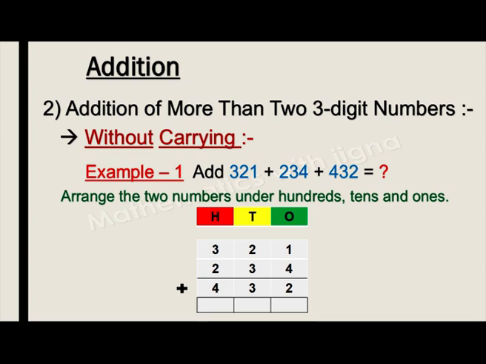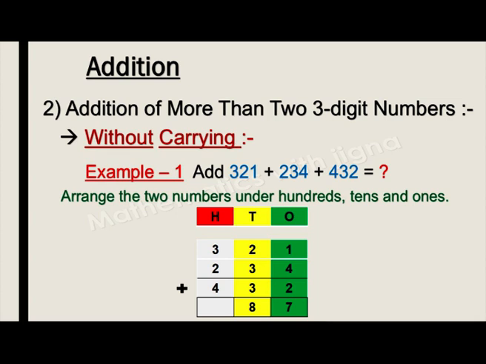Now let's start to solve this. Step 1. Add the ones first. 1 plus 4 plus 2 is equal to 7. So write 7 in the ones place. Then step 2. Add the tens. 2 plus 3 plus 3 is equal to 8. Yes. So write 8 in the tens place.